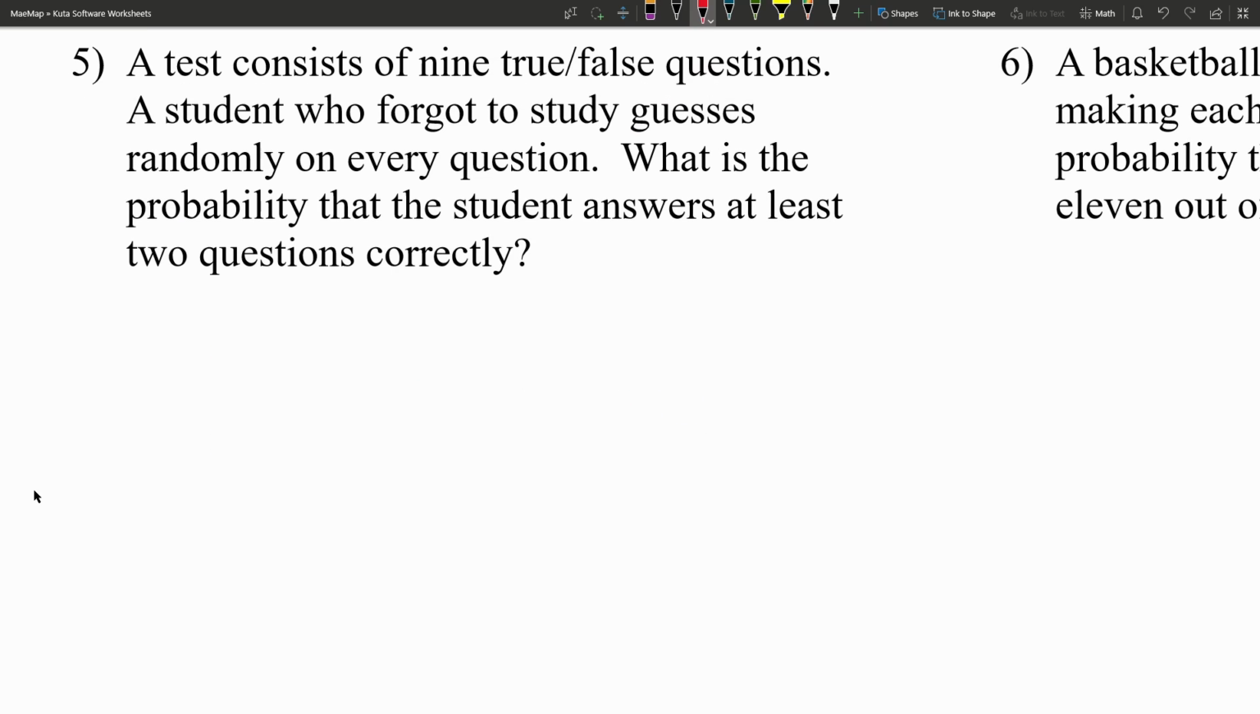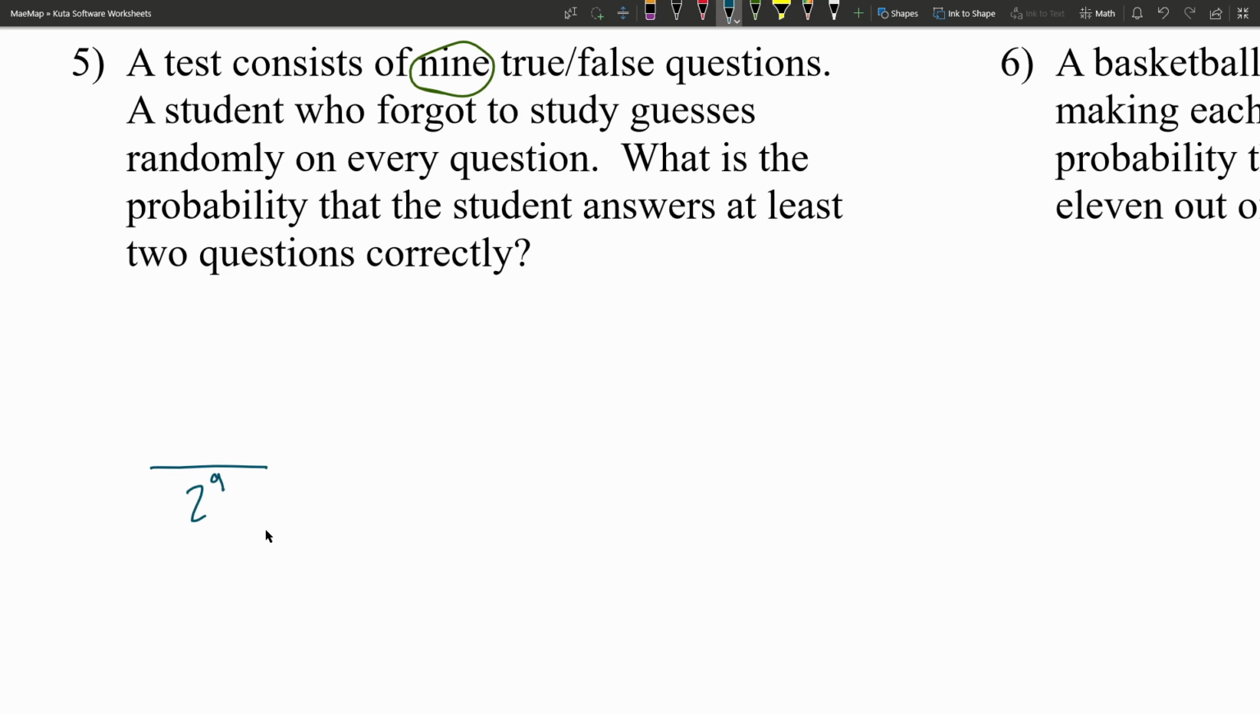For number 5, we have a test that consists of 9 true-false questions. A student who forgot to study guesses randomly on every question. What's the probability that the student answers at least 2 questions correctly? First of all, how many different outcomes are there? Well, if there's 9 questions and it's true-false questions, there's 2 different outcomes for each question. So that's going to be 2 to the 9th different outcomes.